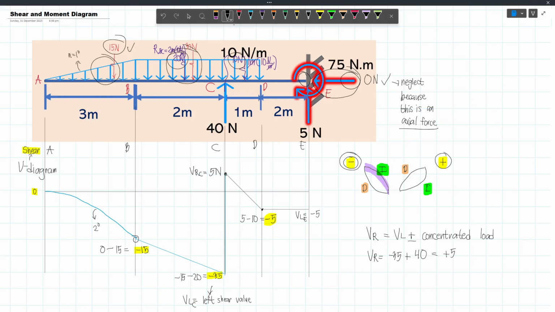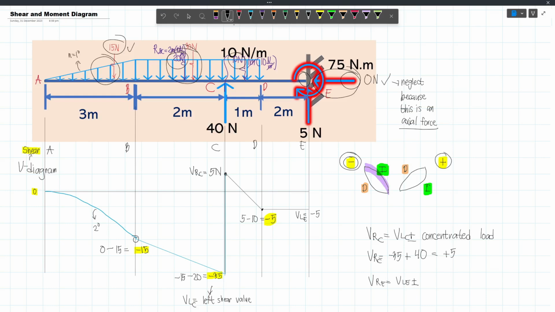Now, because we have a concentrated load here as our support reaction, this will have a corresponding right shear value. The right shear value will be, let's just label this as C, and this will also be C. So, our VRE will be the shear at the left, or VLE, and then plus or minus the concentrated load.